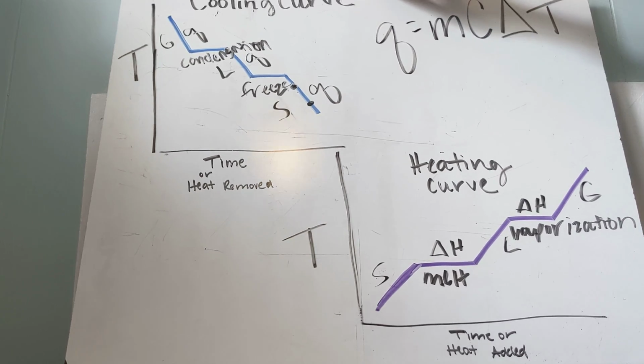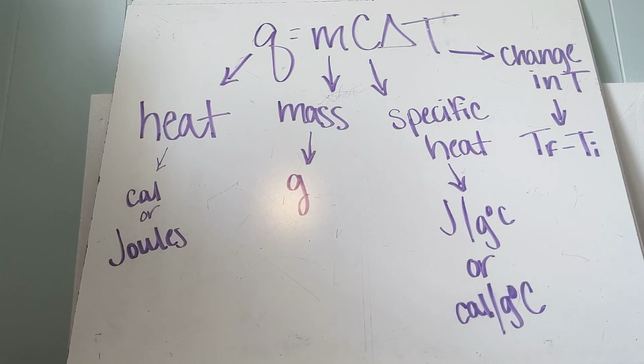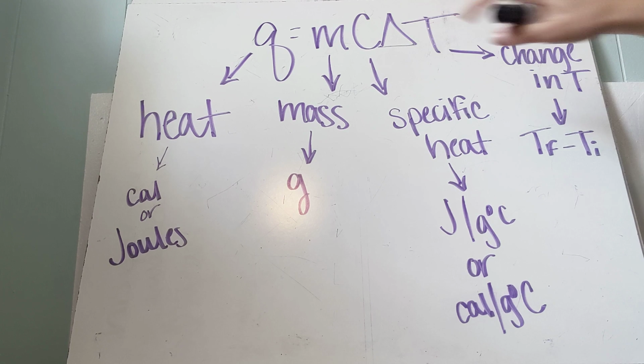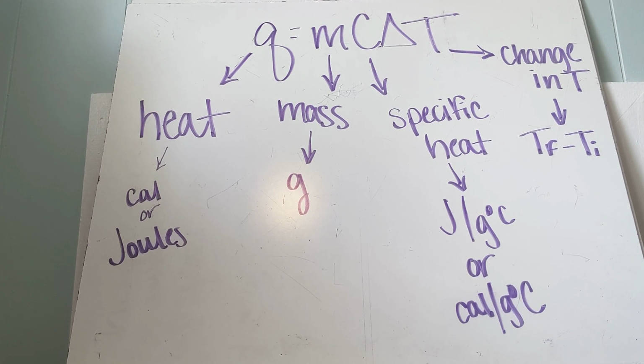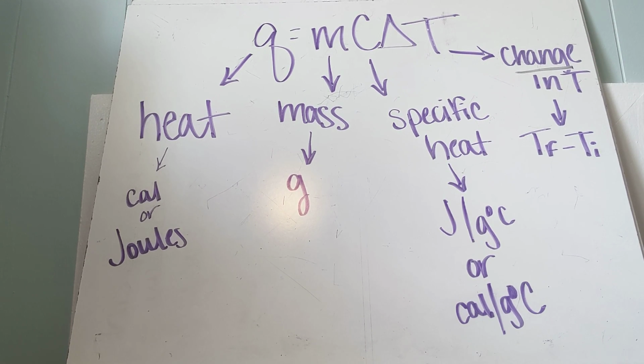To get into that, I want to talk about what Q equals MC delta T means and what it stands for. I'm going to start with the delta T. Delta means change. So this is our change in temperature. The way we calculate the change in temperature is taking the final temperature that we're given and subtracting the initial temperature. That's our change in temperature, or delta T.